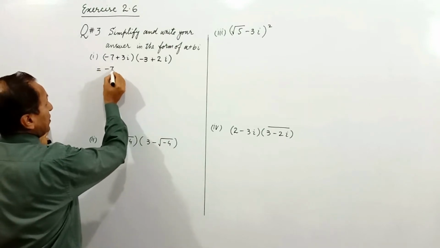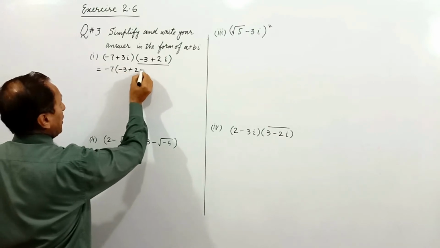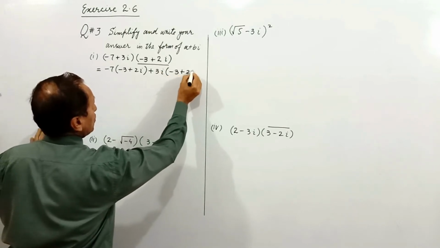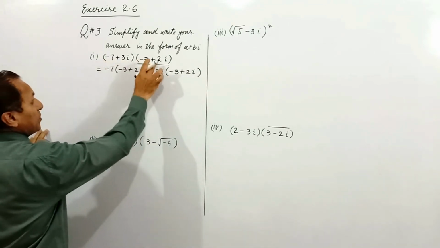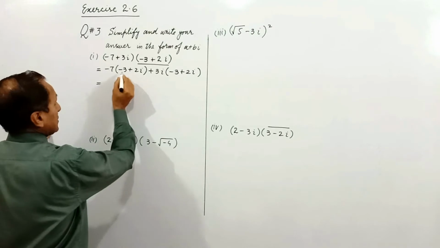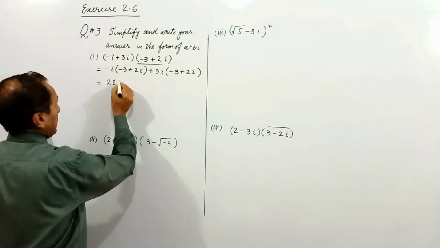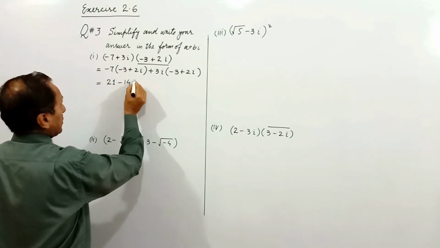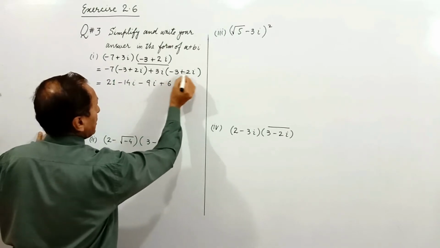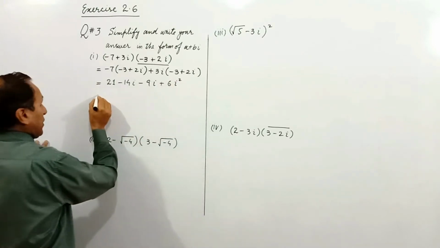So minus 7 is first multiplied to this whole expression, minus 3 plus 2 iota, and 3 iota is multiplied to minus 3 plus 2 iota. Both the terms are multiplied one by one with the second expression. Minus 7 times minus 3 is plus 21, minus 7 times 2 iota is minus 14 iota, plus 3 iota times minus 3 is minus 9 iota, plus 3 times 2 is 6 iota into iota. Powers are added, so 1 plus 1 is 2, so we write iota square over here.